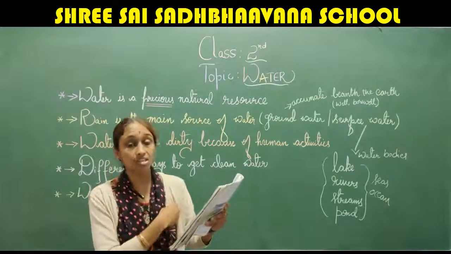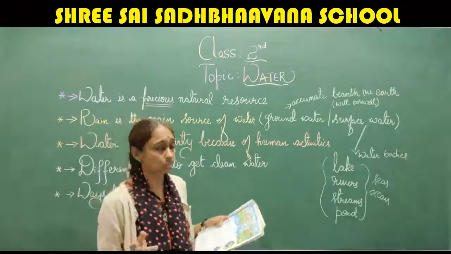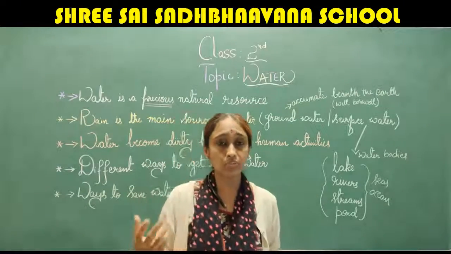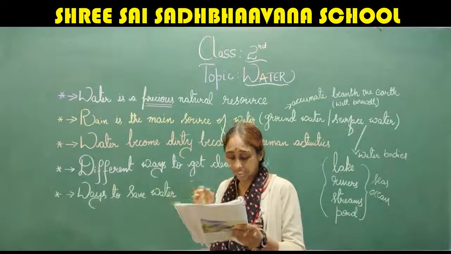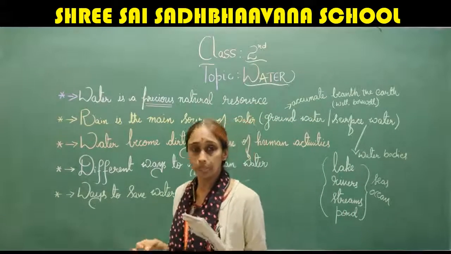Dirty water can make us sick. Sick is nothing but that unhealthy. So we should not drink dirty water. So how can we get the clean water? How can we get the pure water? We can make water clean by boiling it for 20 minutes.